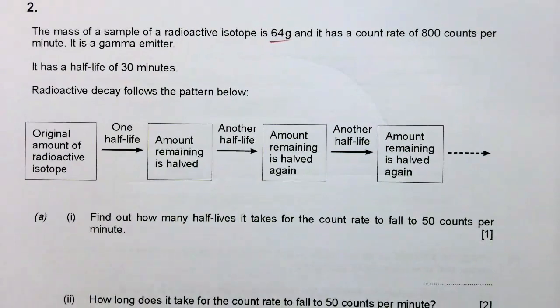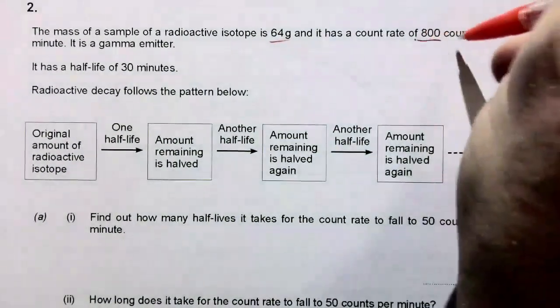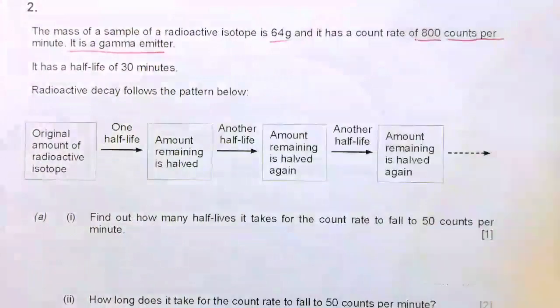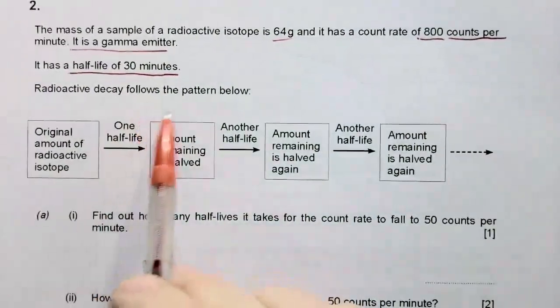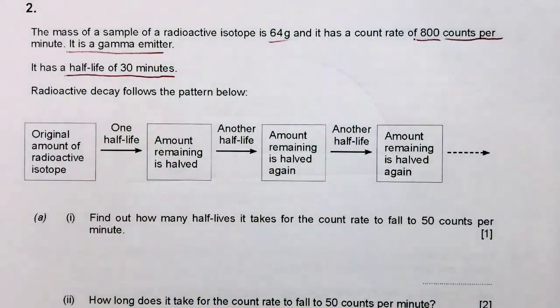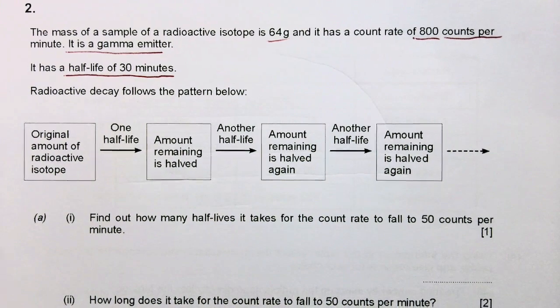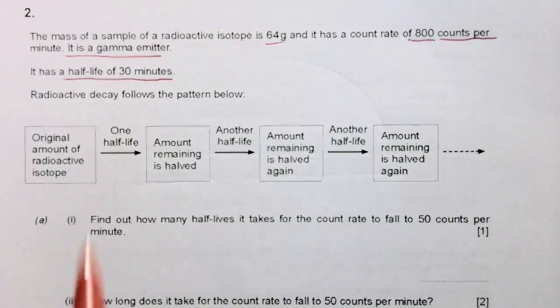A lot of information in that first sentence there. 800 counts per minute. It's a gamma emitter. It has a half-life of 30 minutes. Radioactive decay follows the pattern below. So half-life is quite simply the time it takes for half of a radioactive sample to decay, or for the activity, the amount of counts per minute, to go down by half also.